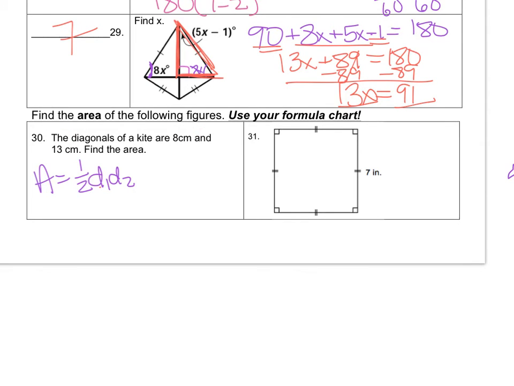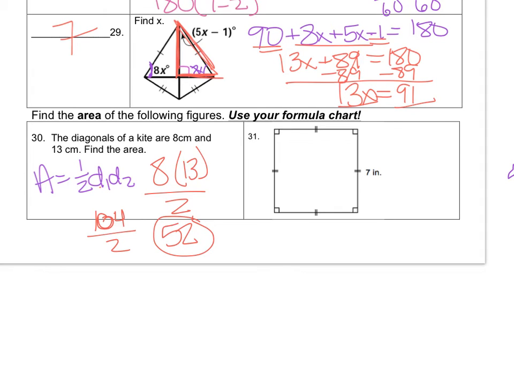Okay, so you're going to multiply the diagonals first. So we're going to do 8 times 13 first. Then we're going to divide it by 2. So if you do 8 times 13 first, you're going to get 104. Then you want to divide by 2. When you divide by 2, you're going to get 52 as your area for number 30.